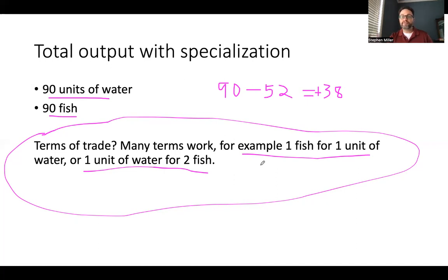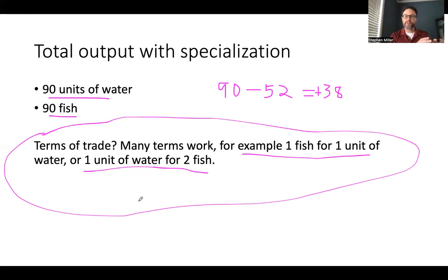So for example, the jock could trade away 50 liters of water. Wait, would he want to trade 50? No. He could trade 25 liters of water for 50 fish. All right. So remember, the jock has 90 liters of water, the fisherman has 90 fish. So what if the jock says, I'm going to take 40 of my liters of water, or not 40, excuse me, I'm going to take 30 of my liters of water.